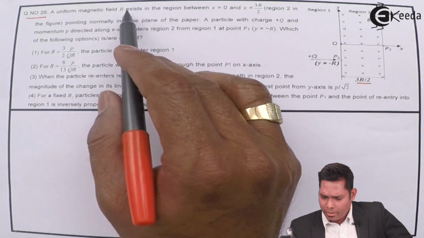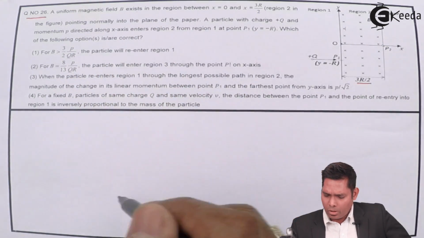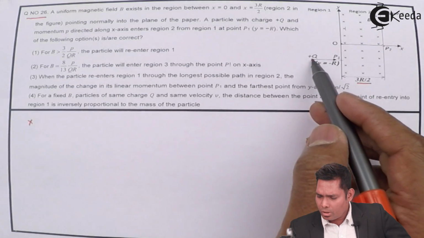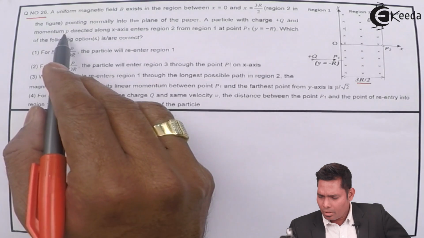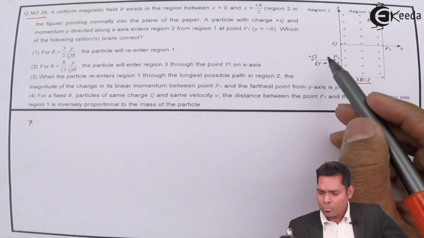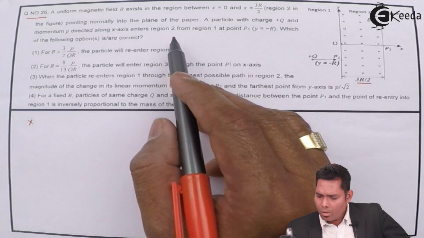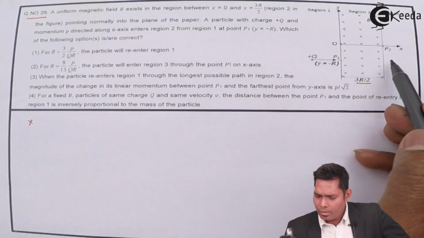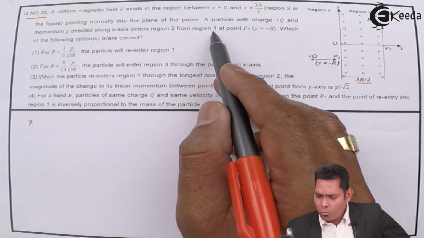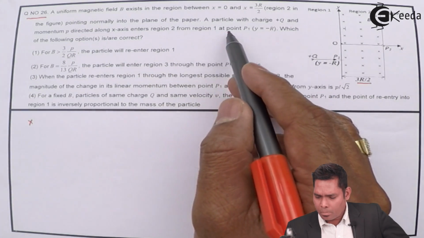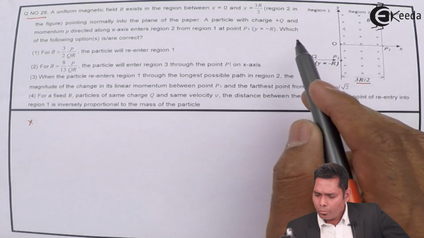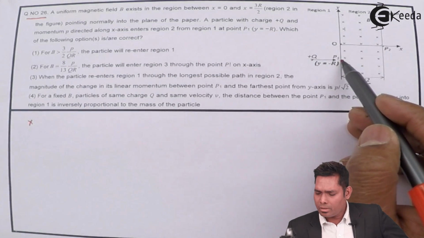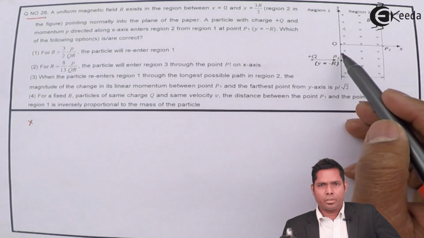And this magnetic field is pointing normally into the plane of the paper, so it is going into the plane, so it is a cross. A particle with charge plus q, see here, this is a particle of charge plus q and momentum p, so it is moving with a velocity v and has mass m, so its momentum is p, directed along the x-axis. So it is moving along the x-axis, and it enters the region 2 from region 1 at point P1. This is point P1, which is y equals minus R. This is the y-axis, this is the origin, so this point lies below the origin. So this distance is R but on the negative side, so it is minus R.